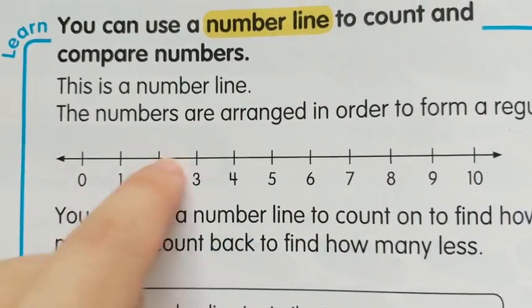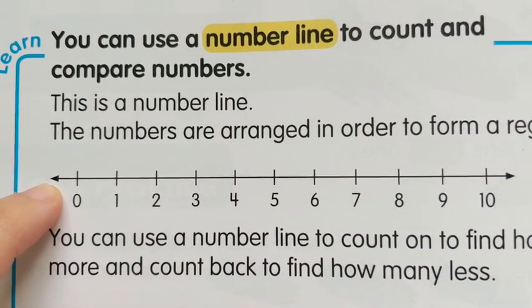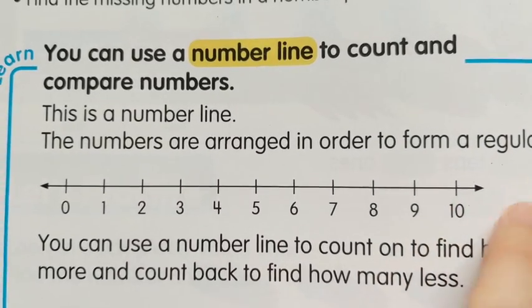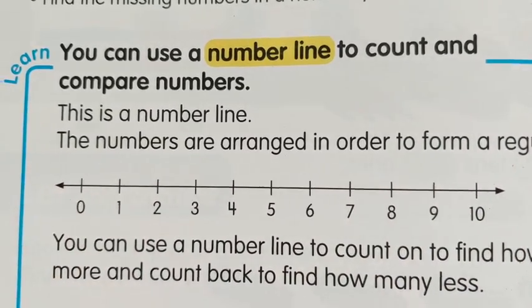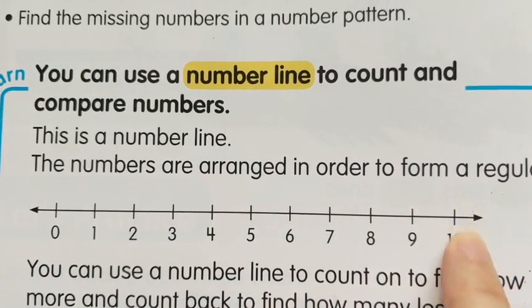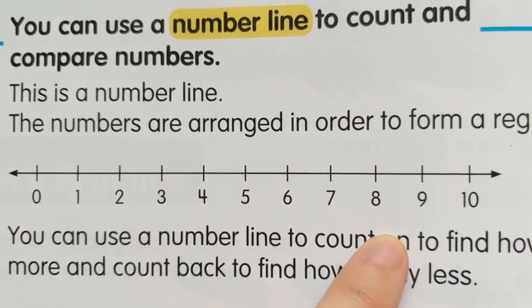Here's another number line. This one starts at 0 and ends at 10. As you can see, this one also has an arrow on both ends because it goes past 10 and it goes into the negative world, but we're only going to be using numbers 0 to 10 for the problems, and that's why this number line looks like this.